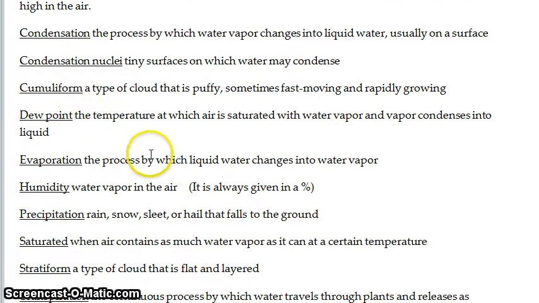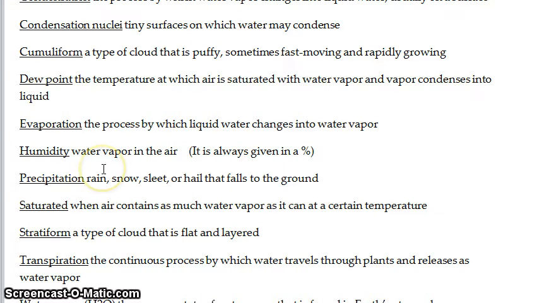Evaporation is the process which a liquid water changes into water vapor. Humidity is the amount of water vapor in the air. It's always given off as a percent, and when we're talking about what the humidity outside is, usually we're referring to what's called the relative humidity, and again that's always calculated by the amount of water vapor in the air compared to how much water vapor the air can hold.